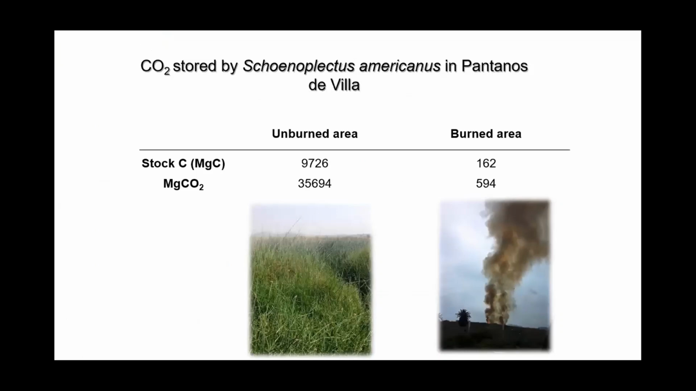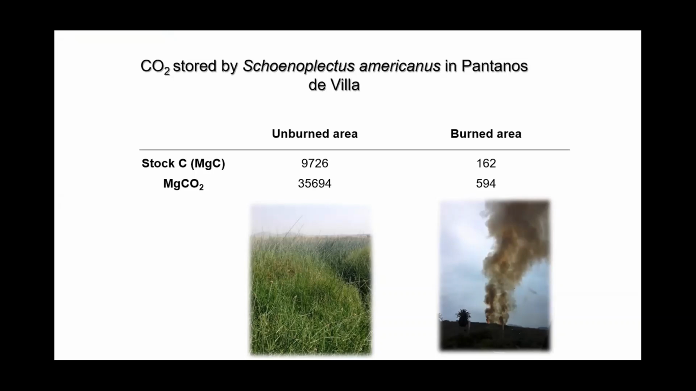So at the end, we also wanted to estimate the CO2 stored by this species in Los Pantanos de Villa. As you can see here, the carbon stock in the unburned area, or we can say the natural growth of Schoenoplectus americanus, is about 60 times greater than the burned area. And we can say that Schoenoplectus americanus marsh is a potential carbon sink compared favorably to the global average, but it is also substantially reduced when burned.